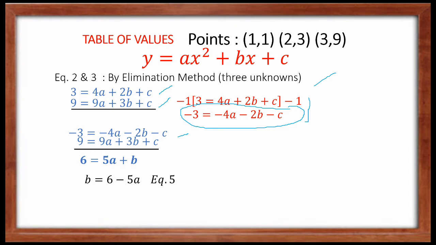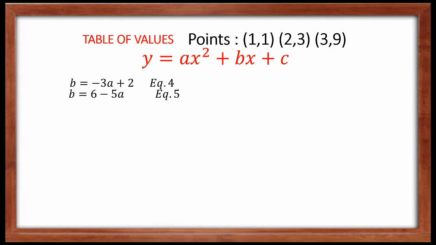Then add. Negative 3 plus 9, 6. Negative 4A plus 9A is positive 5A. Negative 2B plus 3B, B. And negative C plus C is 0. Therefore, we have the value of B, 6 minus 5A. And this is our equation number 5.